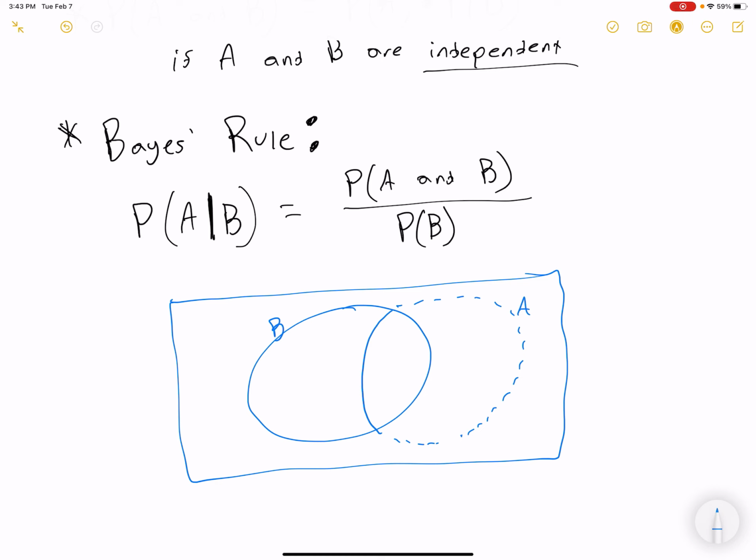So the probability of A and B, which is the intersection there, is the portion of the circle where A and B intersect, divided by B, which is the total space we're considering when we say given B. Does that kind of make sense? Right. So again, drawing it out makes it really clear, I think.